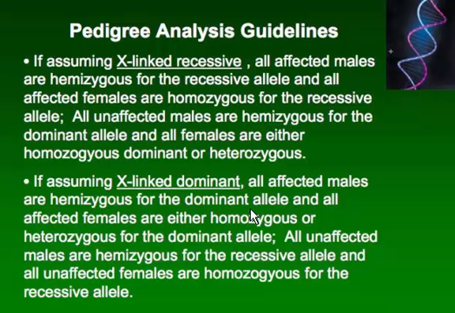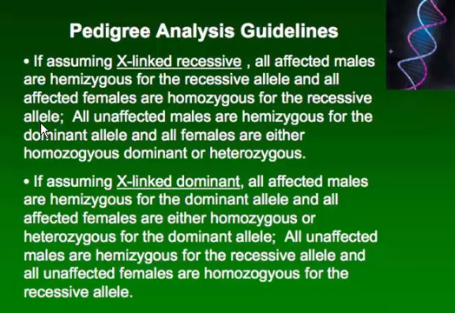Now, if you're assuming X-linked recessive inheritance, where do you start? The easiest place is to start with affected males, because you know that the affected males must have one copy of the recessive allele. In other words, they're hemizygous for the recessive allele. Affected females must be homozygous for the recessive allele. In other words, if a female is affected for an X-linked recessive trait, both of her X's have to carry the recessive allele.